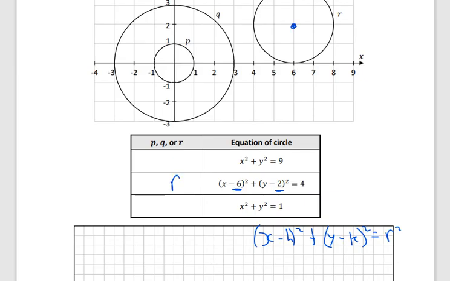The other two then, the first one, the r squared is equal to 9 there, therefore r is equal to 3. But down in the other one, r squared is equal to 1, so therefore r is equal to 1. So it's clear that the bottom one, or this one down here, has the smaller radius. And if it has the smaller radius, it has to be P, and the other one then has to be Q.